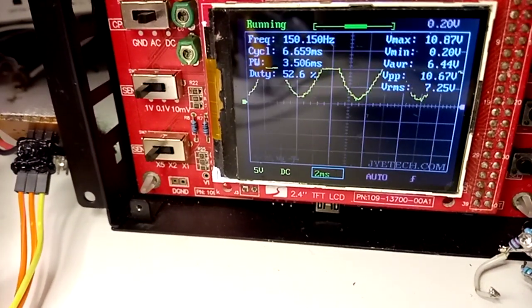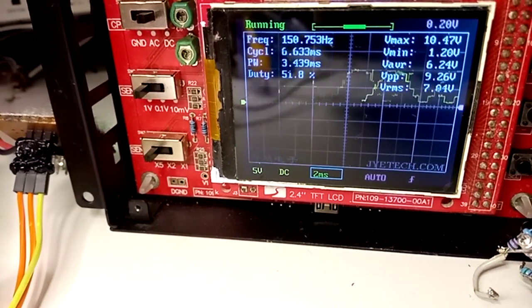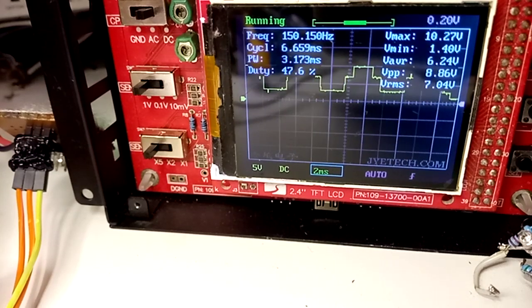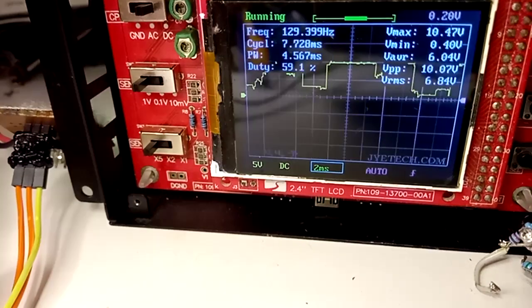But the possibilities for wave mangling are endless. Well, there's these two options, two possibilities.